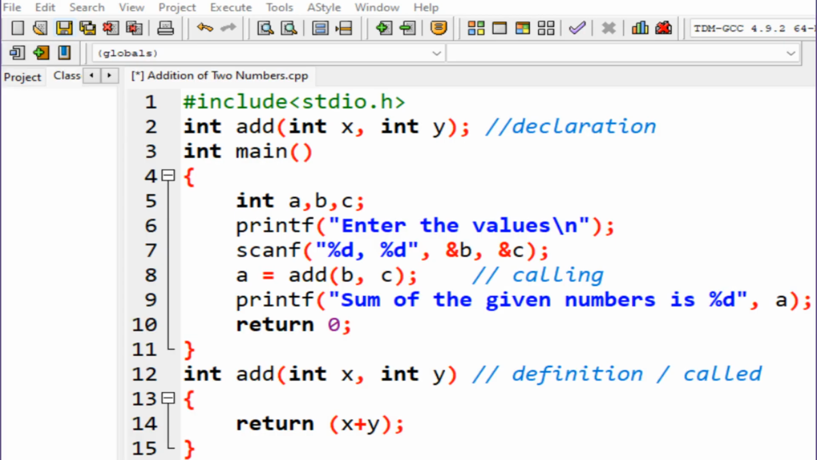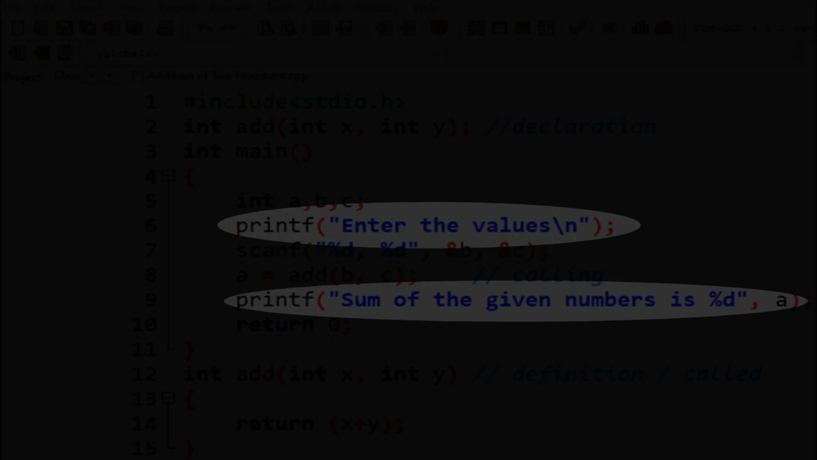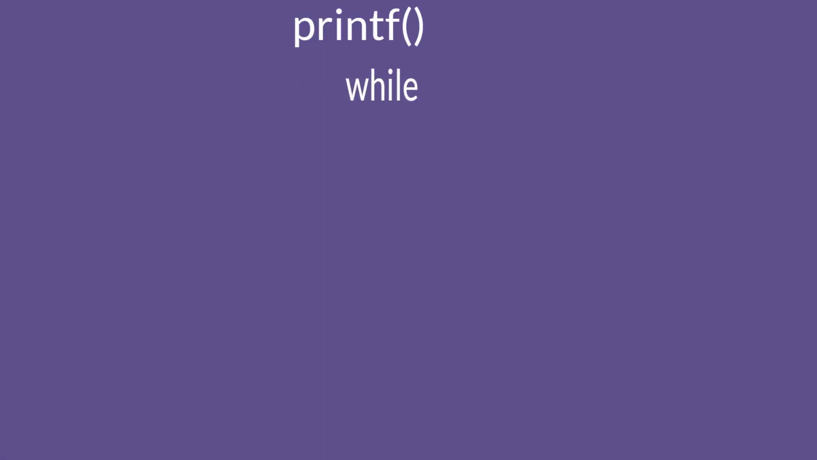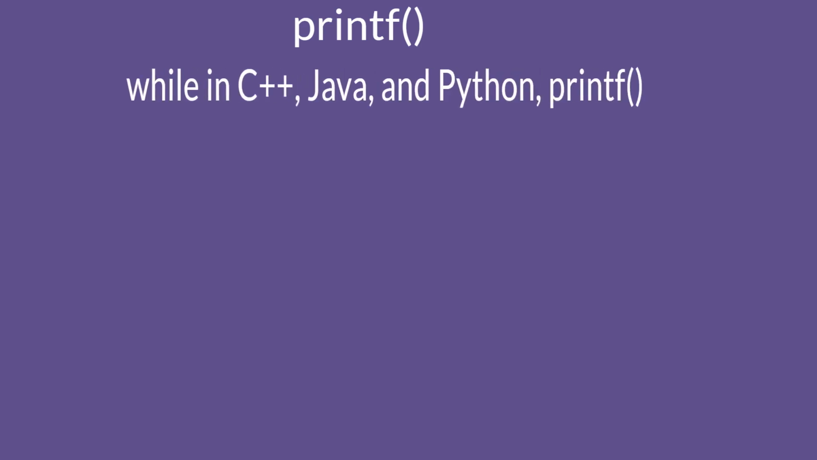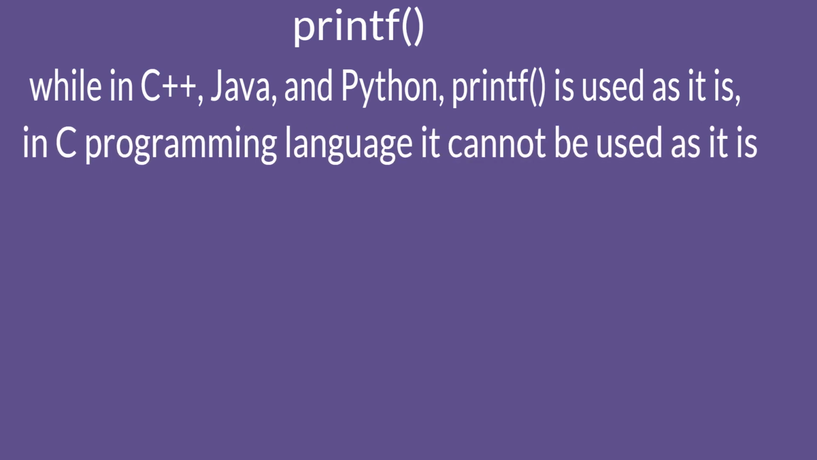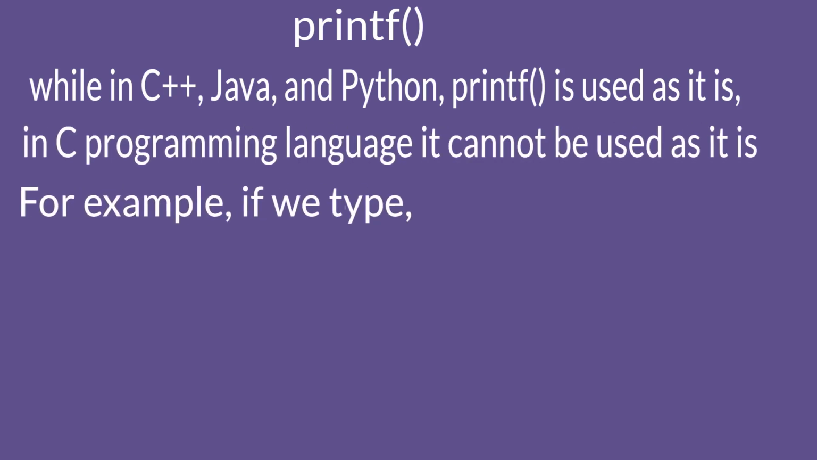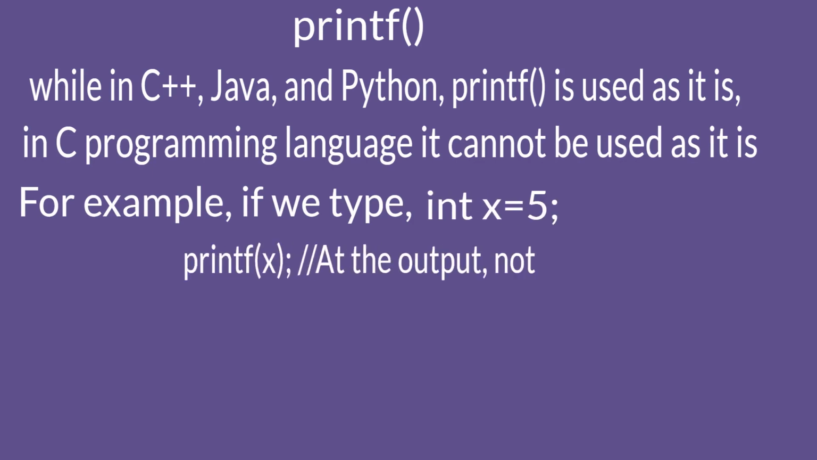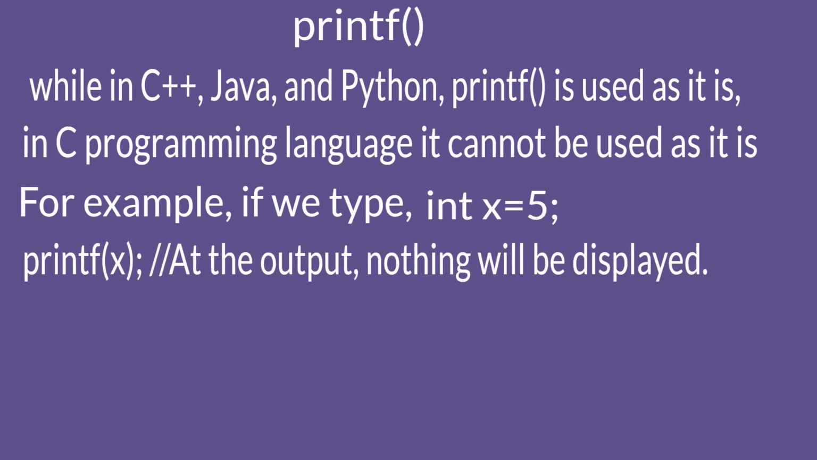As an extra note, for a few seconds, we will discuss the printf function in C. We have seen that we can print text using the printf function. Though in other languages such as C++, Java, and Python, we use the printf function to display the variable's value, in C language, the printf does not work as it is. For example, if we type int x equals 5, printf x, at the output, nothing will be displayed.